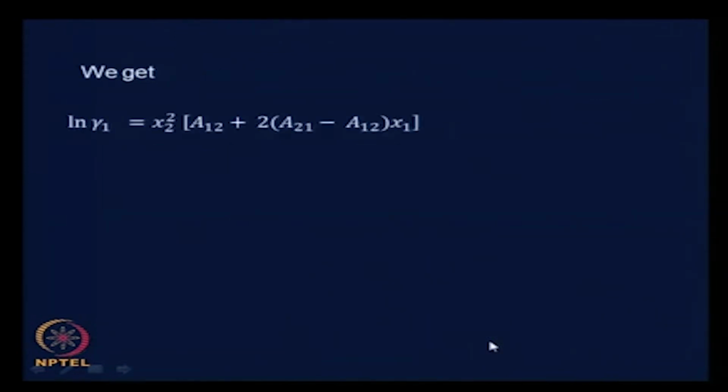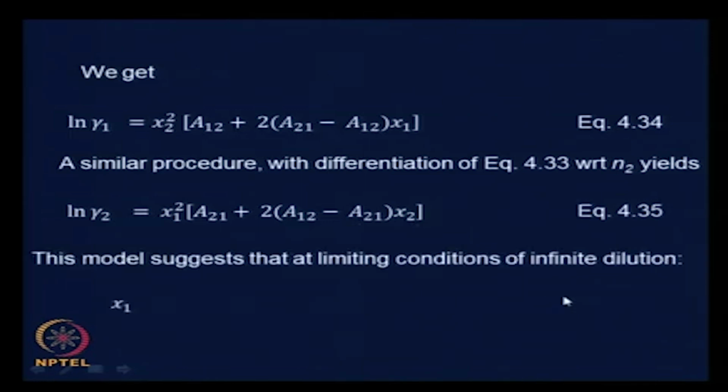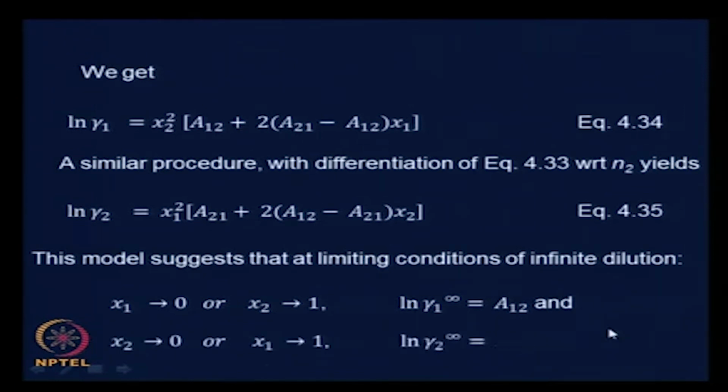We got expressions for gamma 1 and gamma 2. For example, in the case of Margules we got ln gamma 1 equals x2 squared times A12 plus 2 times A21 minus A12 times x1, and ln gamma 2 was x1 squared times A21 plus 2 times A12 minus A21 times x2. And then we looked at what happens at infinite dilution, ln gamma 1 infinity. Just by substituting this into the model, we got that ln gamma 1 infinity was A12 and ln gamma 2 infinity was A21.